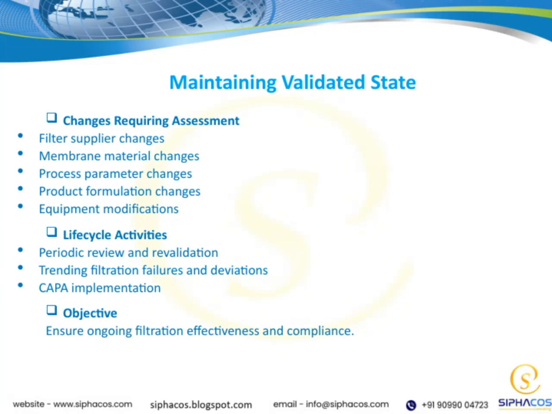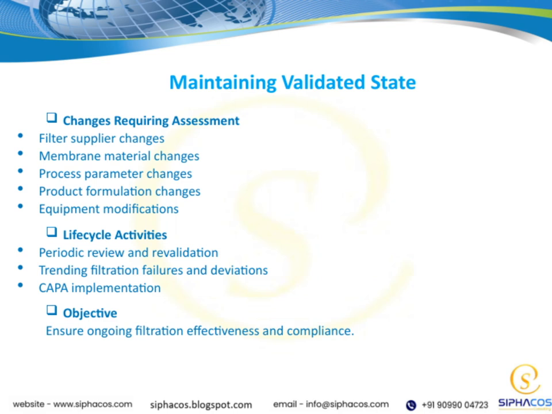Now, let's talk about maintaining a validated state in our filtration systems. It's crucial that we regularly assess any changes that could impact performance. For example, any supplier changes for filters need to be carefully evaluated to ensure they meet our quality standards. Similarly, if there are any changes in membrane materials, we must verify that these modifications don't compromise the filtration process. Process parameter adjustments also require thorough assessment. Even small tweaks can have significant effects, so we need to be vigilant.